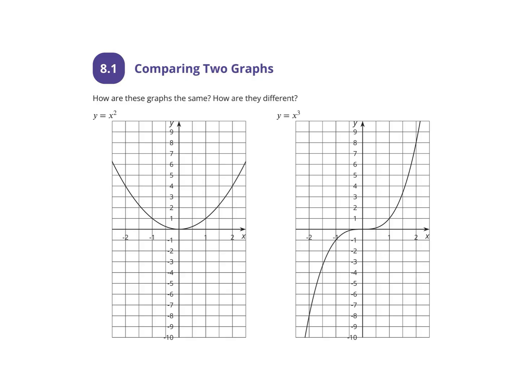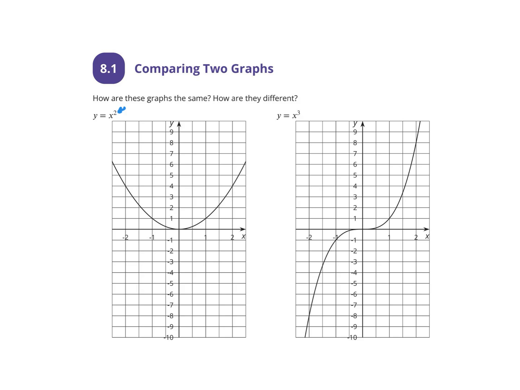Okay, now let's look at these two graphs. How are these graphs the same? On the right side, they both go up. On the left side, they do something different. But now, what is important about this? 2 is an even number. So, as you can see, all the y values are positive.